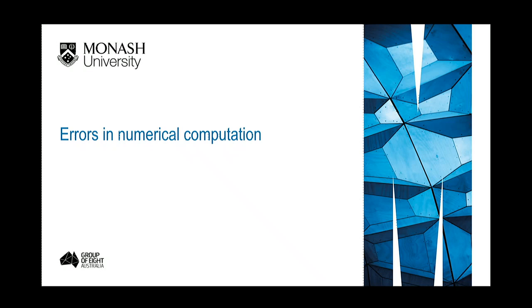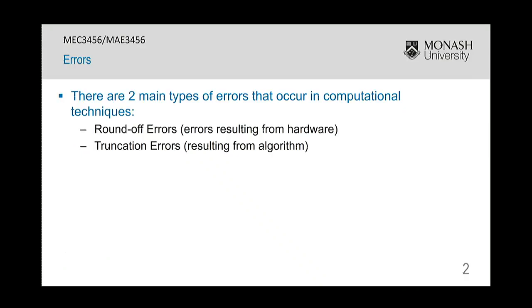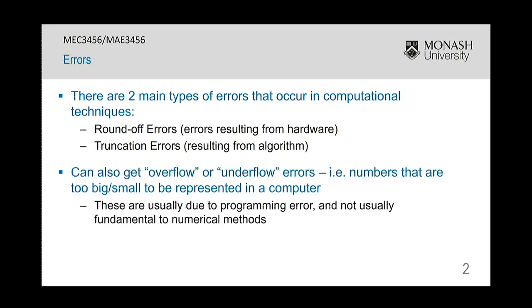In this recording, we're going to look at errors in numerical computation. There are two main types of error that occur in computational mathematics and computational techniques. These are round-off errors, which are due to computer hardware, and truncation errors, which arise from the mathematics and from the algorithms that we're using.